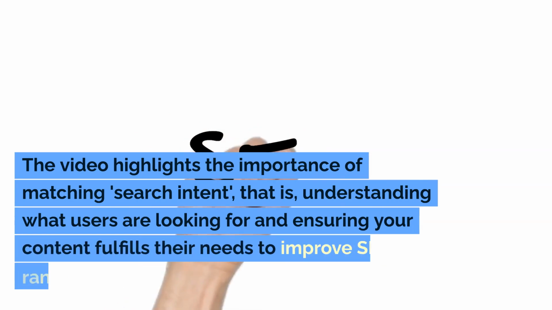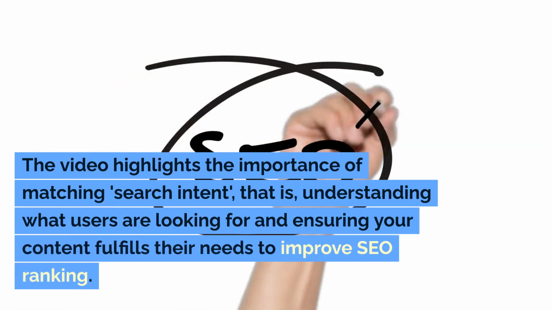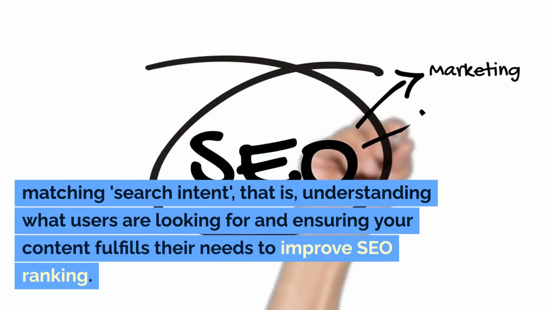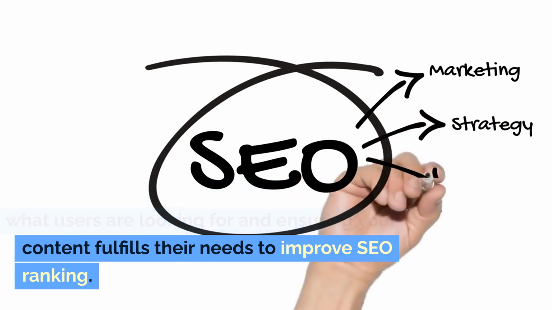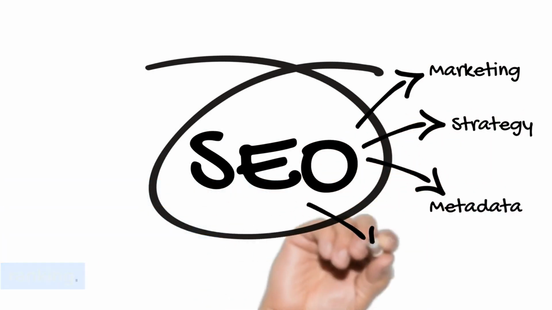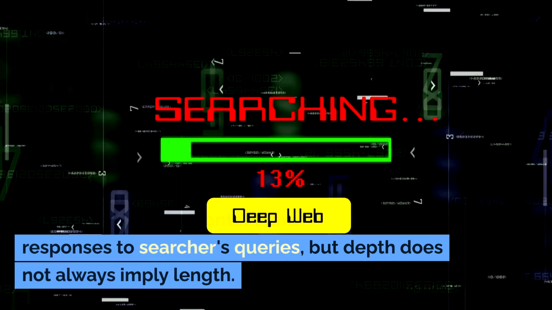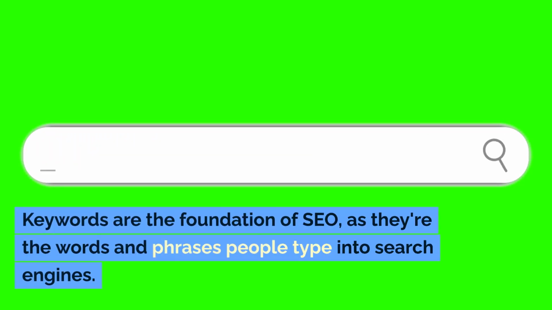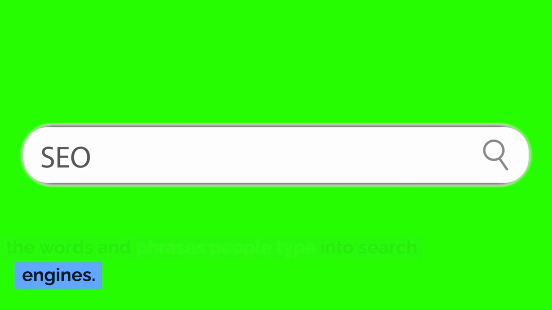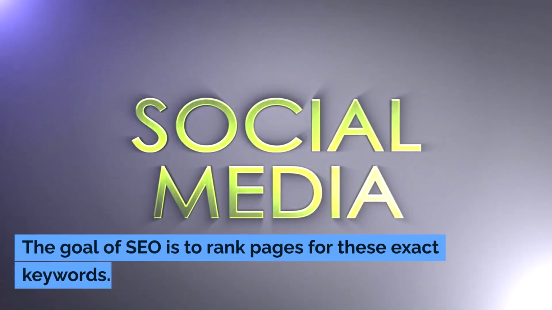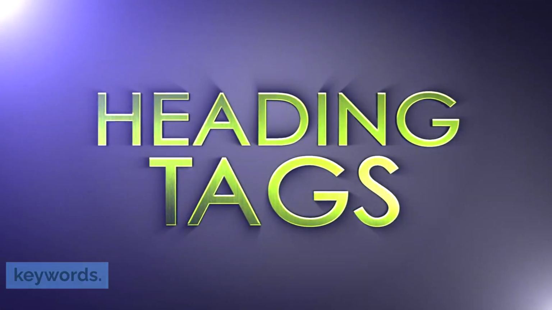The video highlights the importance of matching search intent. That is, understanding what users are looking for and ensuring your content fulfills their needs to improve SEO ranking. Content depth is essential. It's crucial to provide context and thorough responses to searchers' queries, but depth does not always imply length. Keywords are the foundation of SEO as they're the words and phrases people type into search engines. The goal of SEO is to rank pages for these exact keywords.